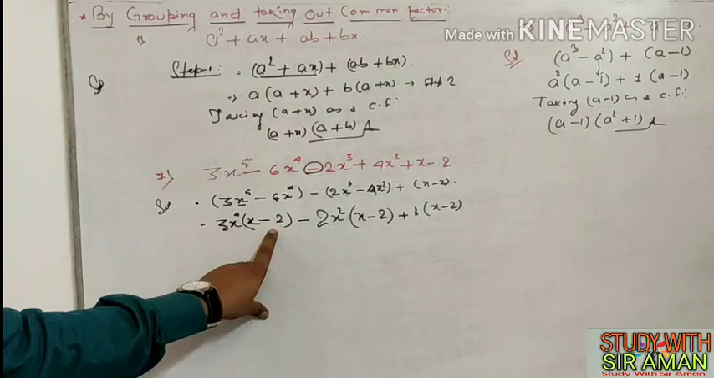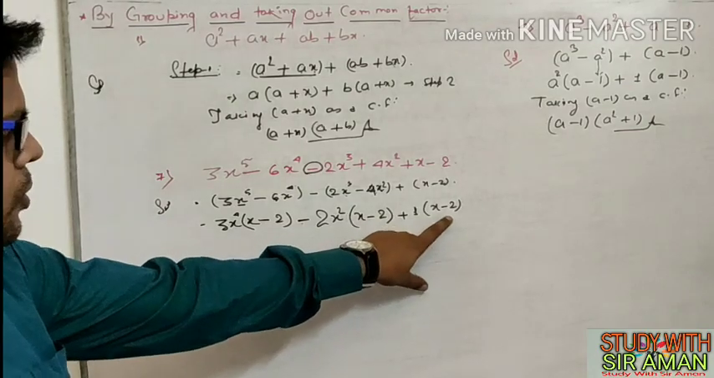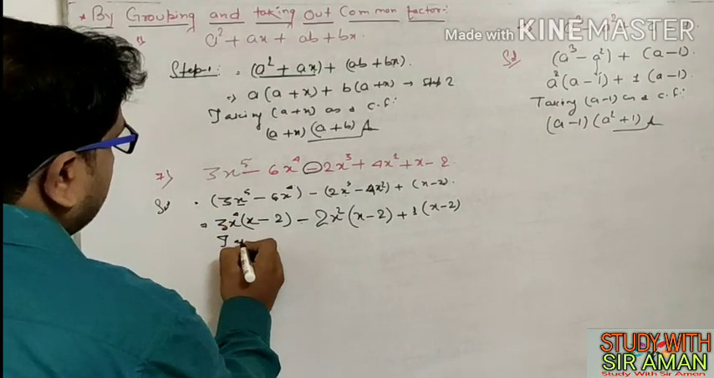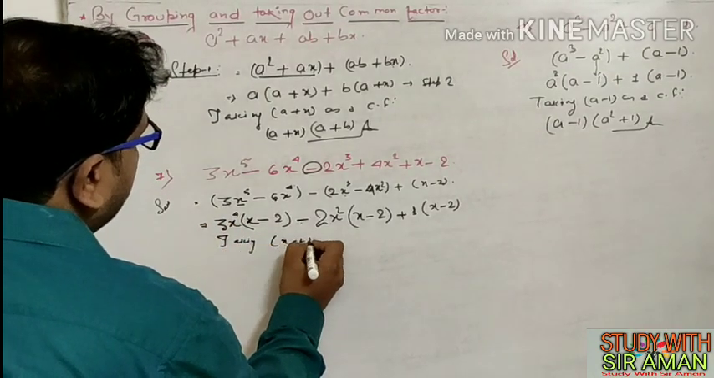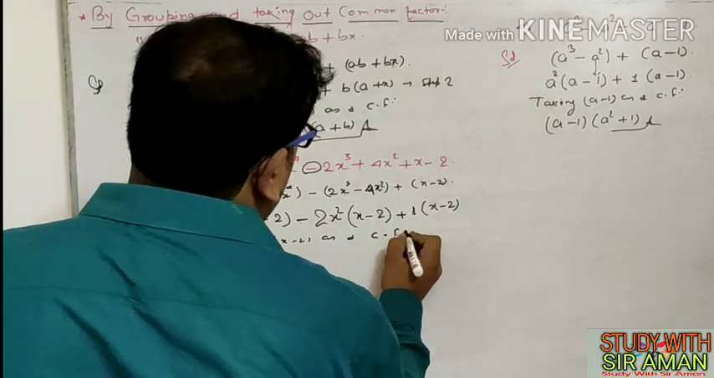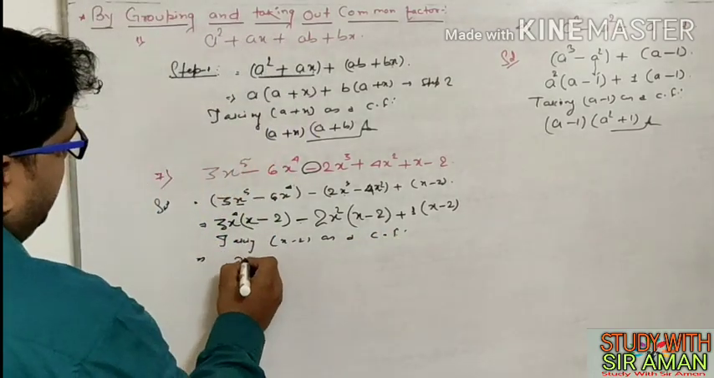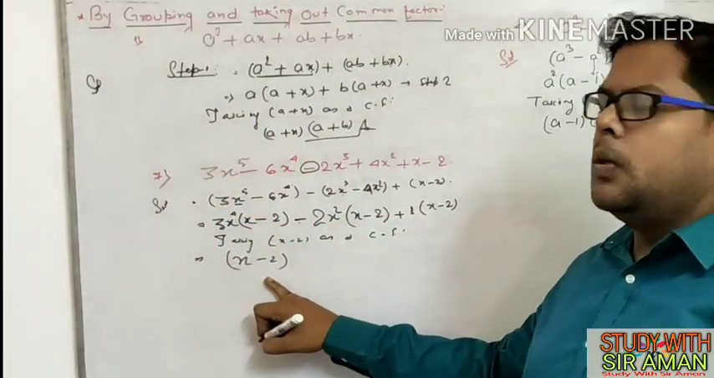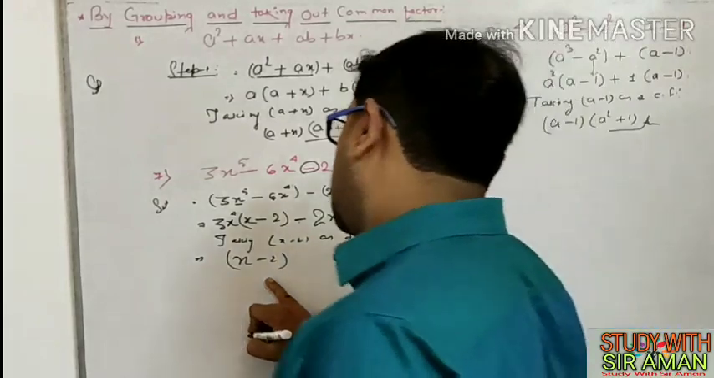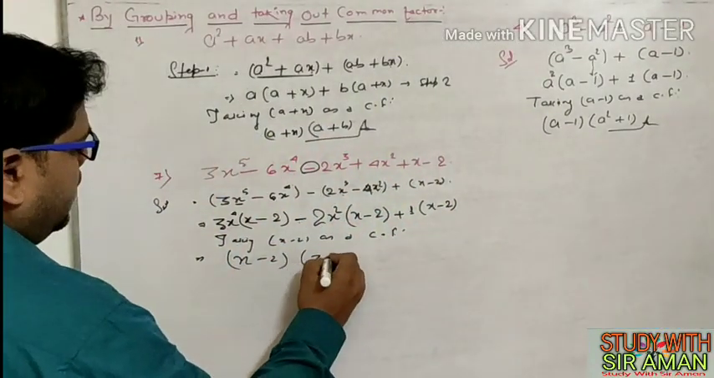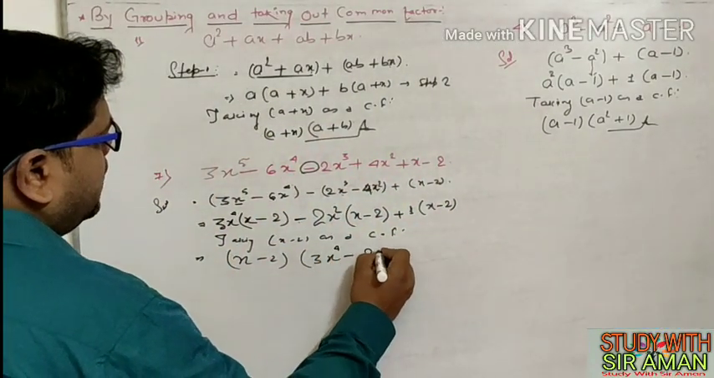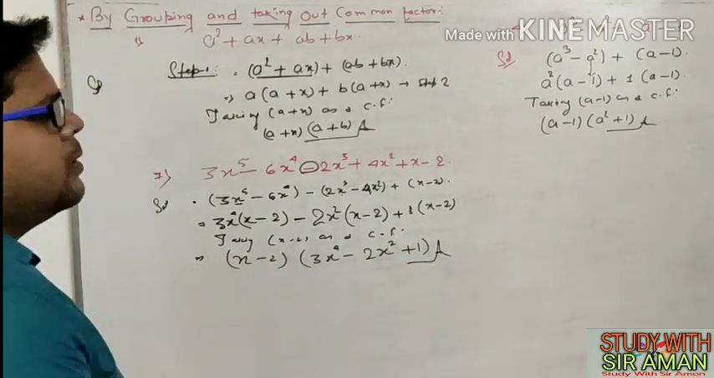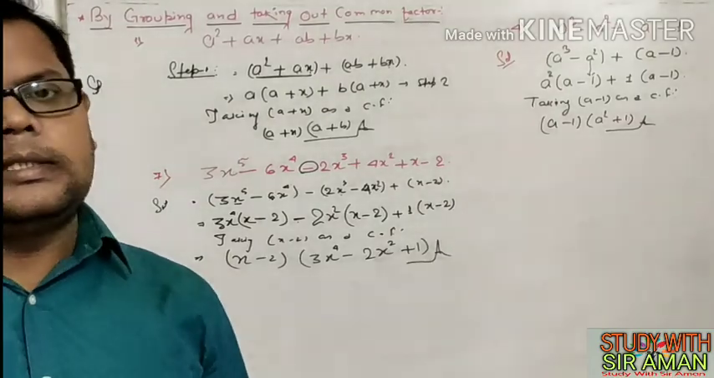You check it carefully. Here is x minus 2, x minus 2, x minus 2. So x minus 2 is common, taking x minus 2 as a common factor. X minus 2 we have taken as the common factor. Now whatever is left, you will write, rest all. 3x to the power 4 minus 2x square plus 1 is our required answer.